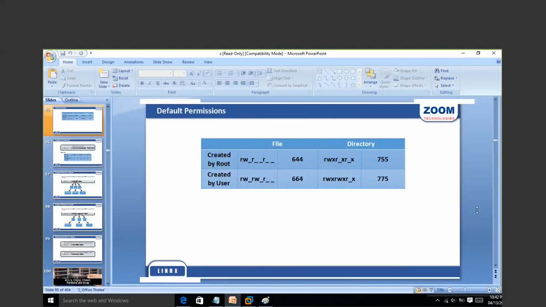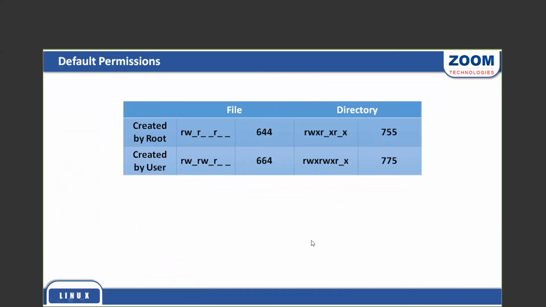So here, this is the important table. You can see here, whenever root creates a file, what is the default permission? First letter is not given for file, hyphen. So you divide 3 3. So how much will it be? 644. For directory, first will be D, not given here. So 3 3 3, so 7 5 5.